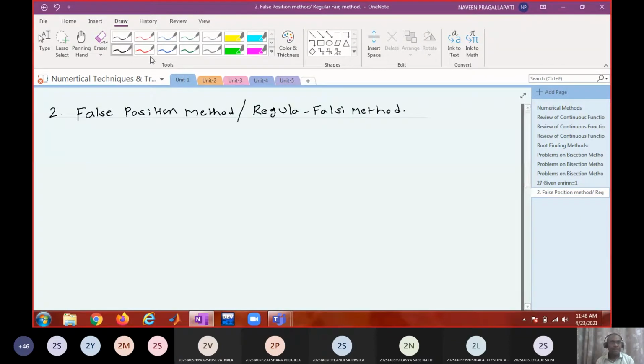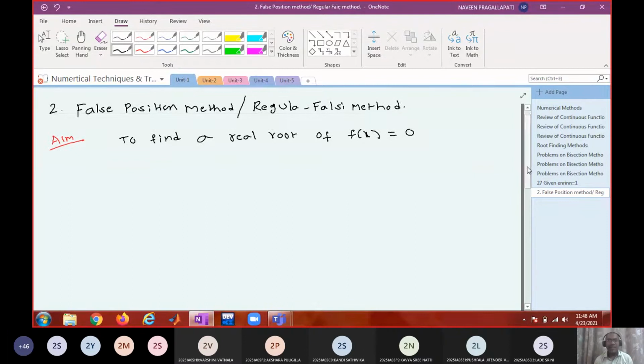So what is our aim? What is our objective? To find a real root of f of x equal to 0. Okay. And to some extent the methodology is similar to that of bisection method, except in calculation of the Cn. So here also we will be finding two values a and b such that f of a and f of b are having opposite signs.